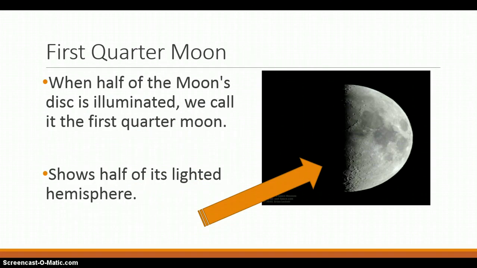The first quarter moon. When half of the moon's disk is illuminated, we call it the first quarter moon. This shows half of its lighted hemisphere, half of its day side, to Earth. We officially call this moon a quarter and not a half because it is 1/4 of the way around in its orbit of Earth, as measured from one new moon to the next. This moon appears half lit to us, and half moon is a beloved name, although not an official one.